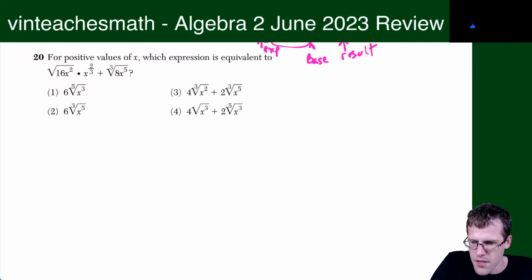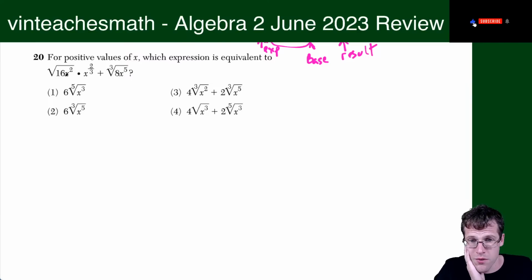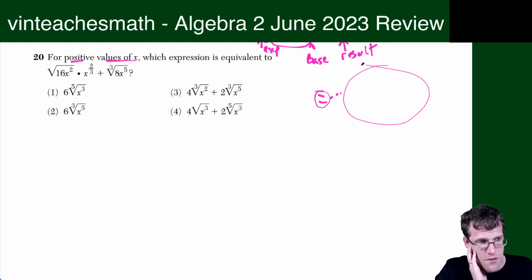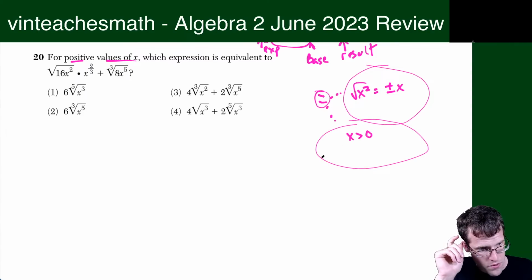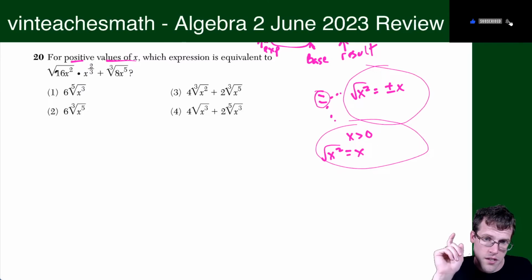So let's see. All right. For positive values of x, which expression is equivalent to this? So here, for positive values of x, that puts you in this situation. Square root of x squared is usually plus or minus x, but when x is greater than 0, square root of x squared is just x. So we're just going to use that idea.